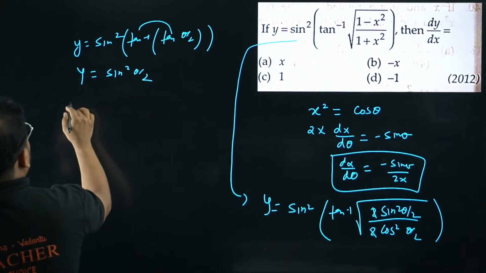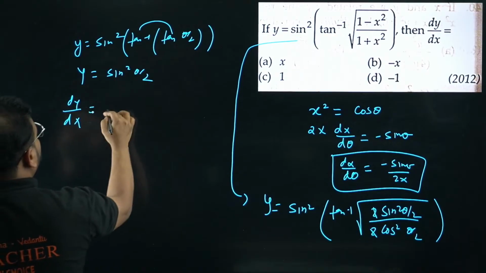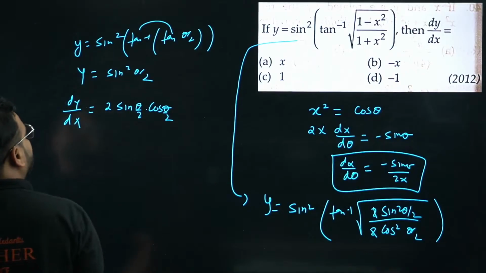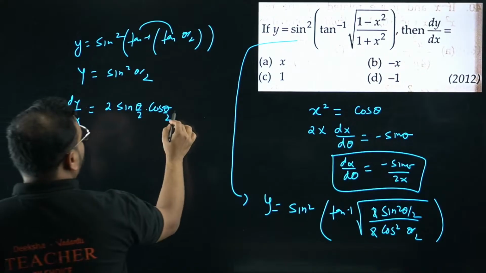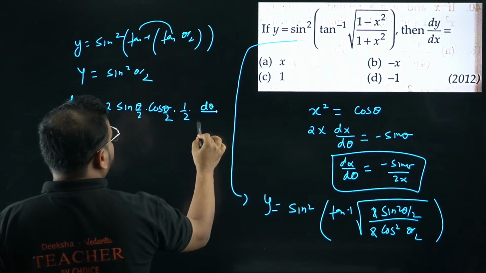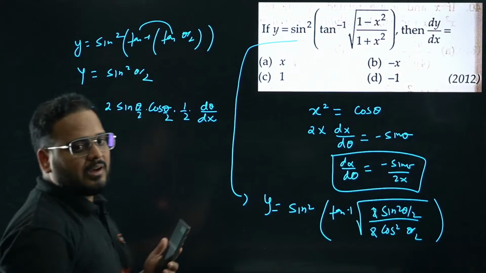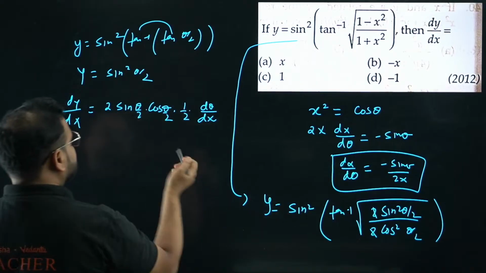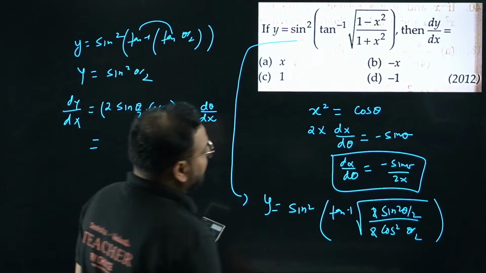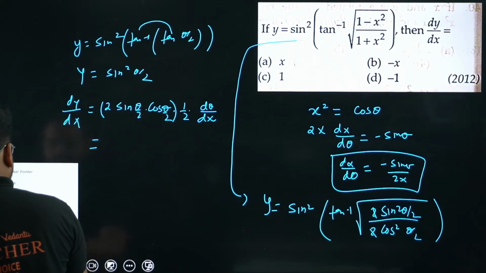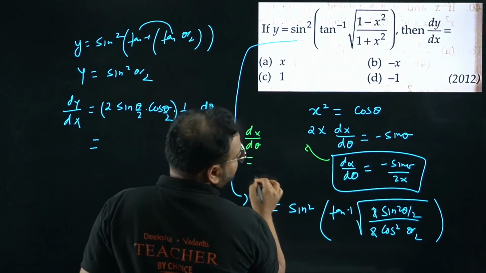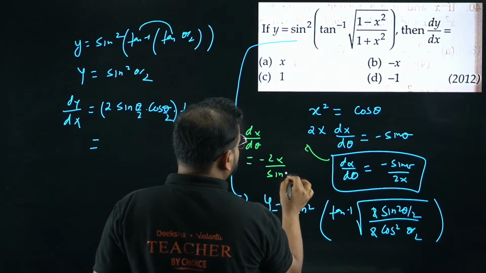Of course, sir. It will become dy by dx equals 2 sine theta by 2 into cos theta by 2. This is for the first part. Then the chain rule comes. Again you will have 1 by 2 for the theta by 2 part, and you will have d theta by dx, because theta is not x. I have to write d theta by dx also. Now I have the value of dx by d theta, so let's take the reciprocal. If I write d theta by dx, I'll have minus 2x upon sine theta, right?